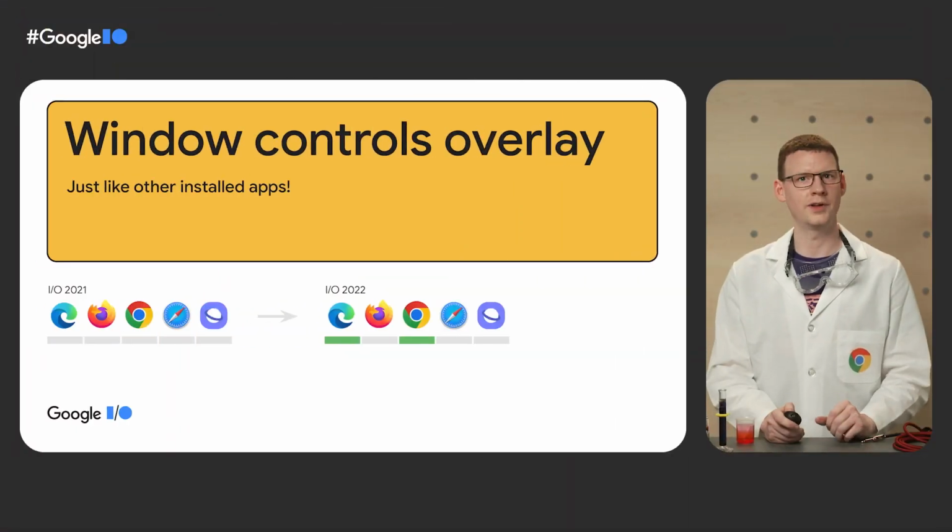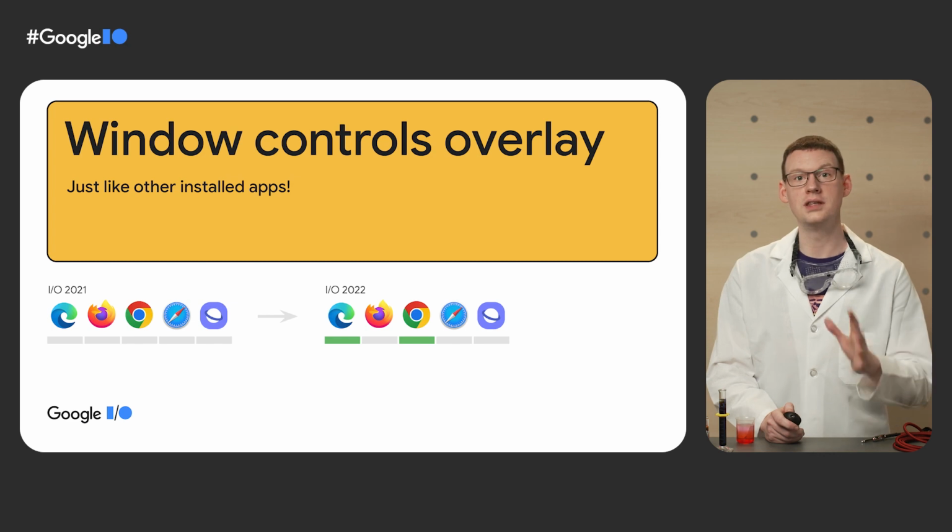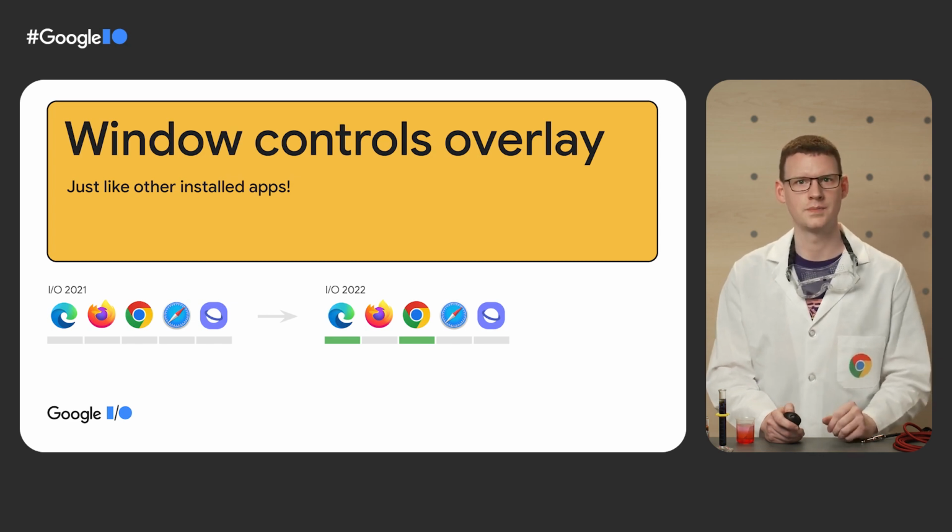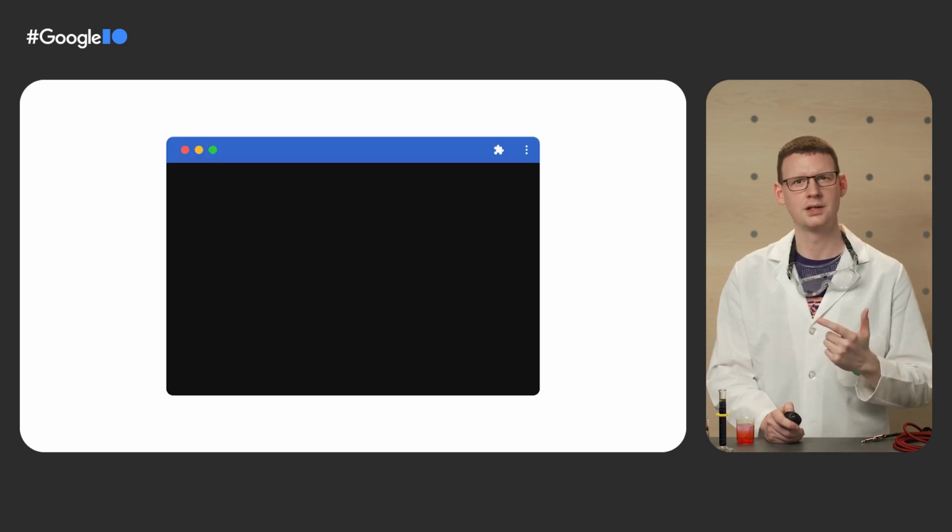The Window Controls Overlay is a Chromium-only feature right now, but it's a nice bit of progressive enhancement for installed apps. When you install a web app on desktop, it opens in a window kind of like this. But a new feature that landed in Chrome 99 can make it more like this.